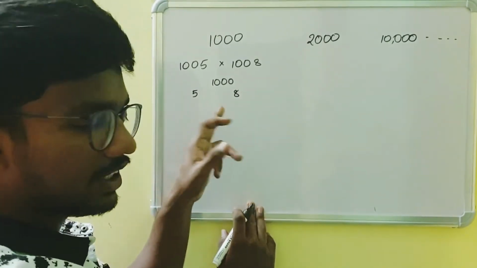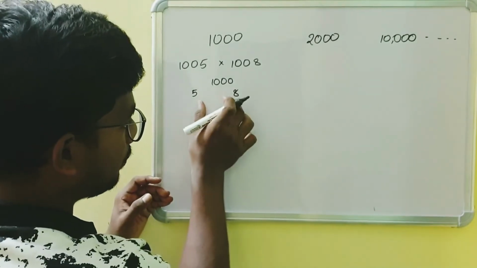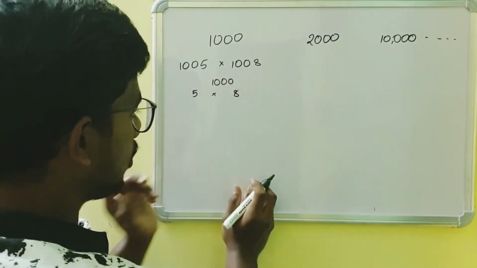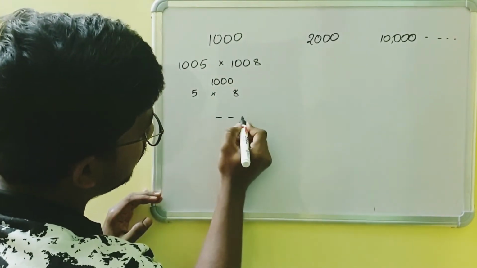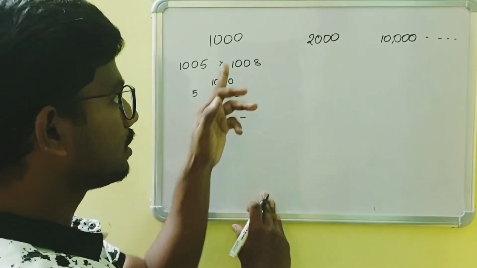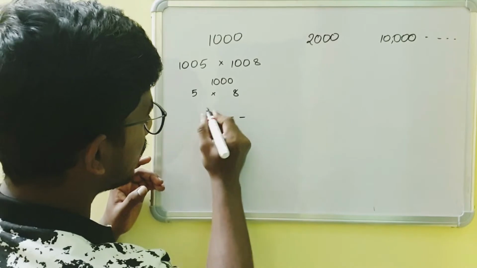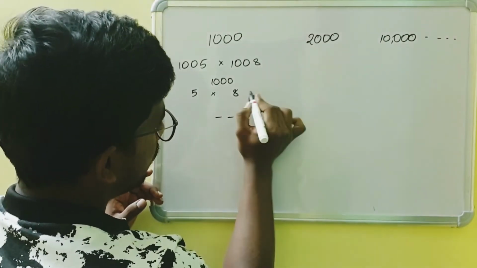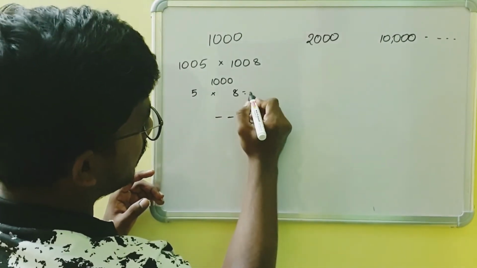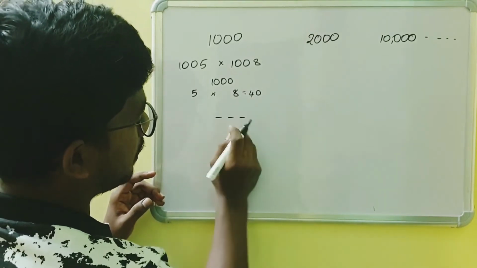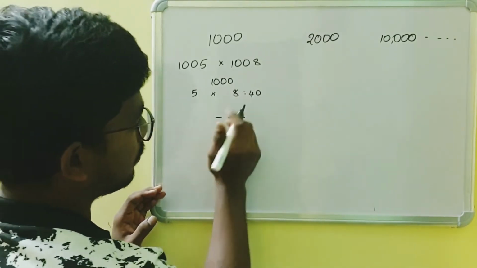After obtaining the differences, we have to multiply those two differences to obtain the last three digits of the number, because it is a 1000 multiple. So here, by multiplying 5 with 8, I will get 40 as my answer, but I require the last three digits of the value.